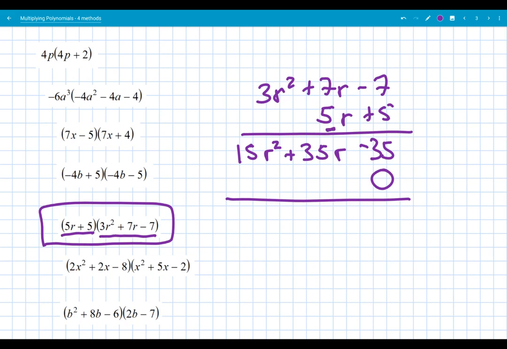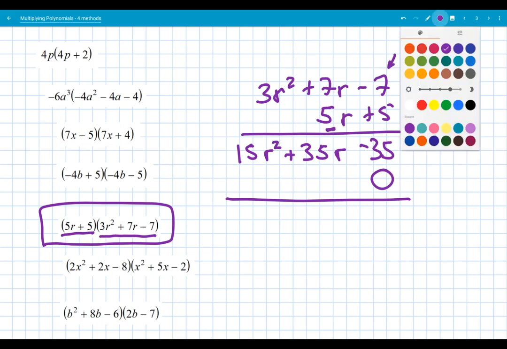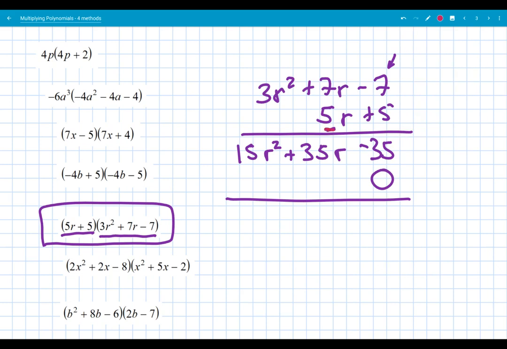Now I'm multiplying this and this. I'll change colors, make it easier. Multiplying everything here, this 5r times all 3 terms. 5 times negative 7. 5r times negative 7 is negative 35r. 5r times positive 7r is 35r squared. 5r times 3r squared is, that's plus 15r cubed.